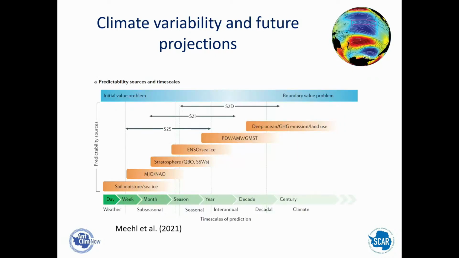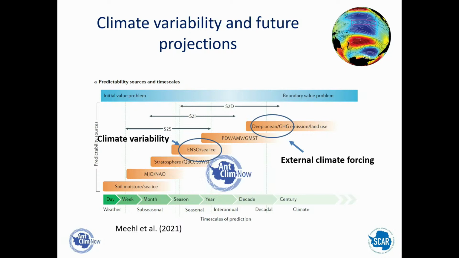So if we break down the prediction problem, looking into the future, into different phases, this picture here is quite a useful way of doing that. If we think about the next year to decade, there are processes in the atmosphere and the ocean that will dominate how the climate or the weather conditions evolve. And then on longer time scales, external forcing such as greenhouse gases begin to dominate.